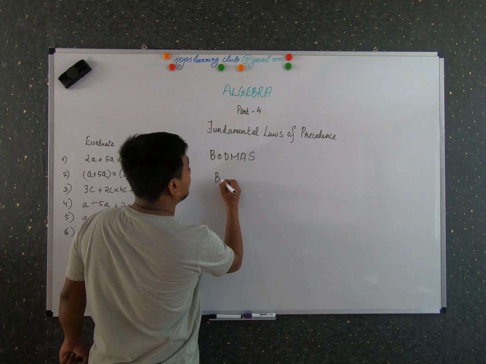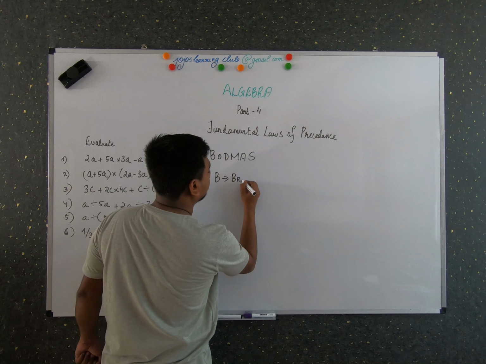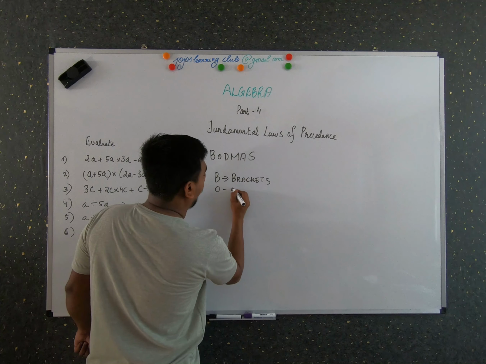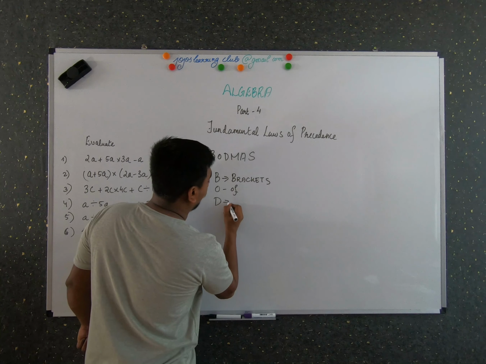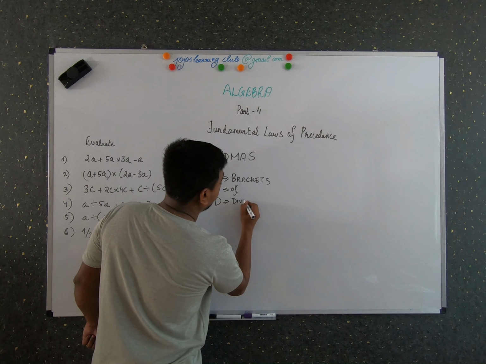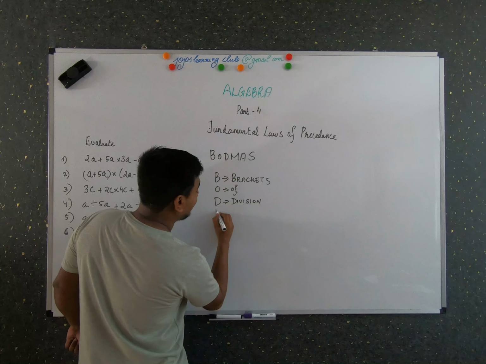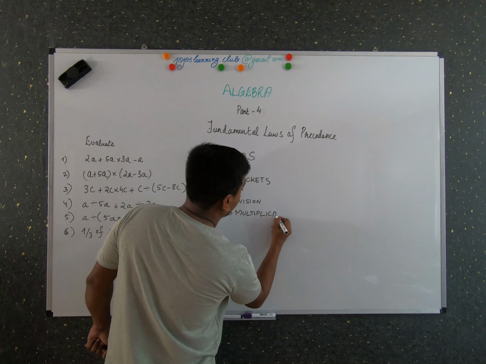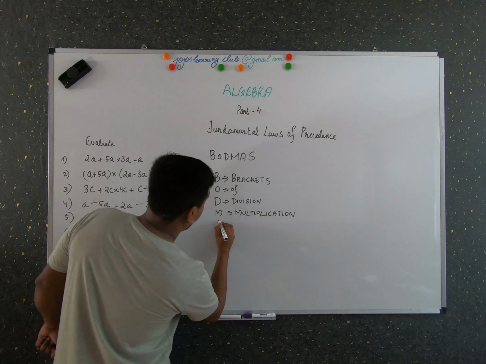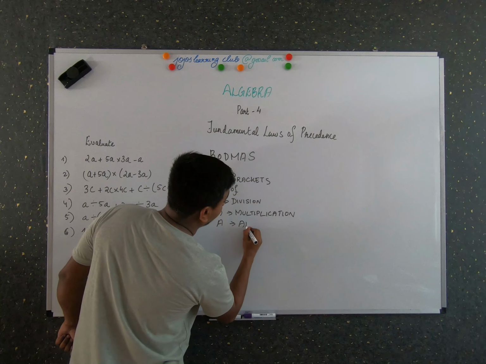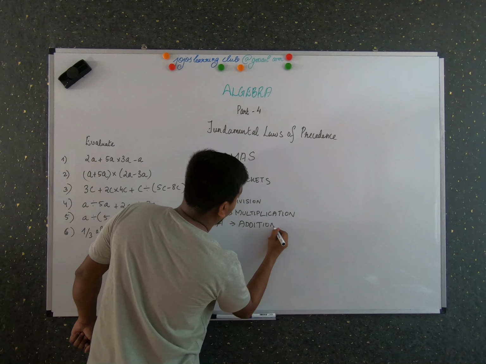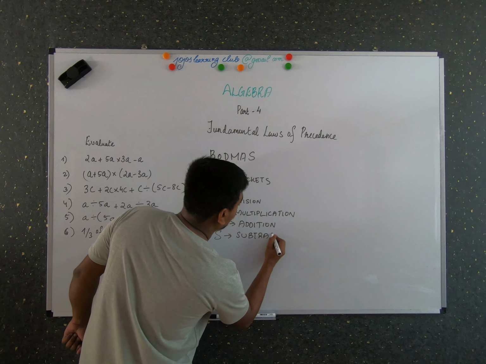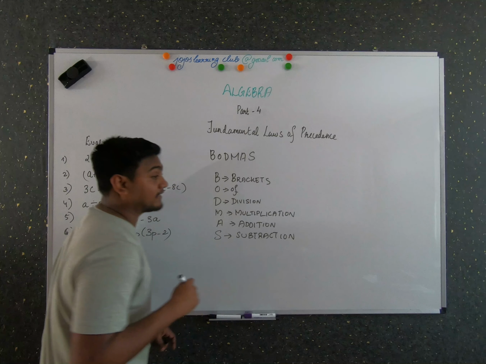So B here stands for brackets. O here stands for of. D stands for division. M stands for multiplication. A stands for addition. And S stands for subtraction. So this is what the law of precedence is.